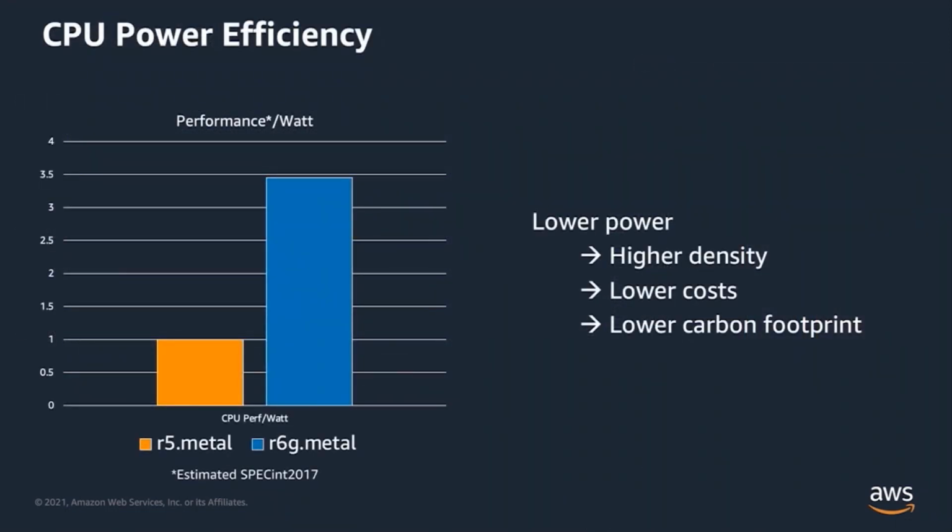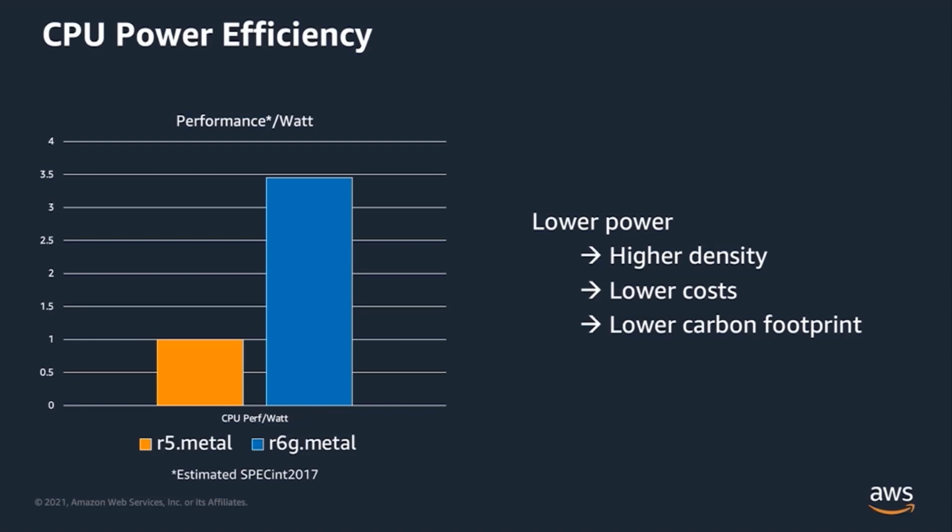And finally, my favorite benchmark, this was also benchmarked using SPEC 2017, is the performance per watt metric for the Graviton2-based instances. Here we see the R6G metal demonstrates 3.5 times more performance per watt than the R5 metal. And these efficiency gains mean a few things. This means that we can run Graviton2 powered instances at higher density with less cooling requirements.